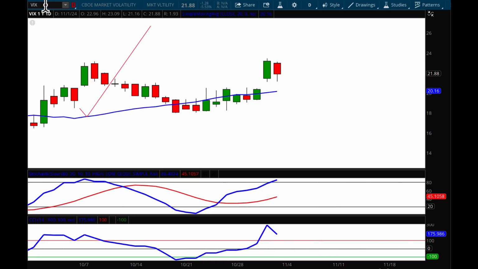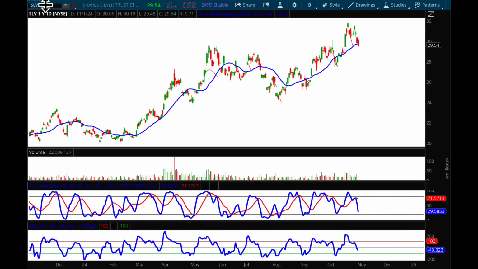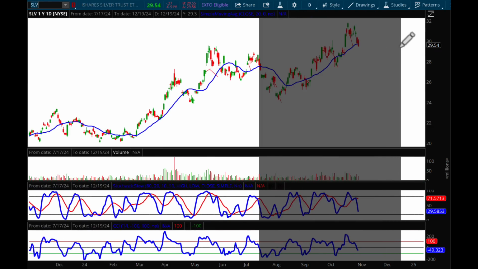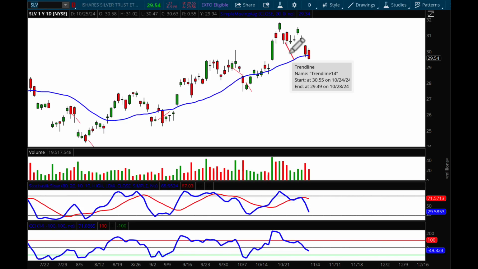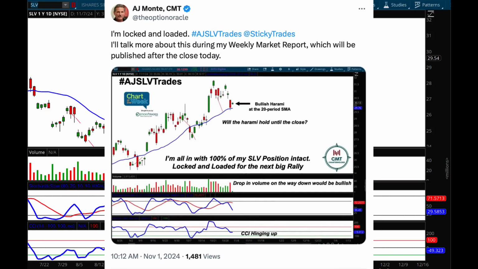Now, I do want to make a quick mention on SLV. If you follow me on X, you'll know that I put my silver trades out, and we did hit my downside target here on silver right there at 25.49, and today's low was 29.48. So I hit that precisely within a penny lower. And now I believe we're going to see silver start to rally higher. Now I am back in. I made mention of that on X. Like I said, I am 100% back into my silver position.